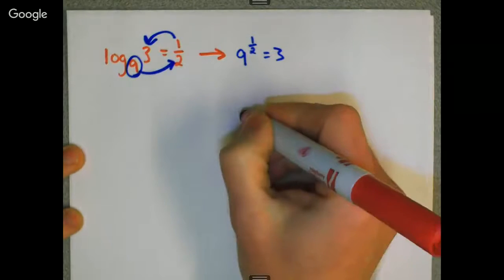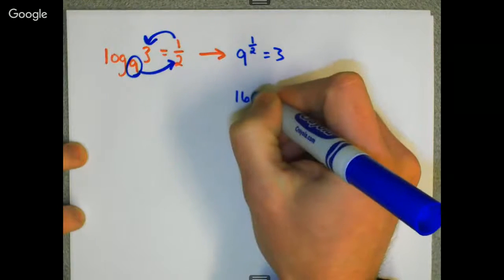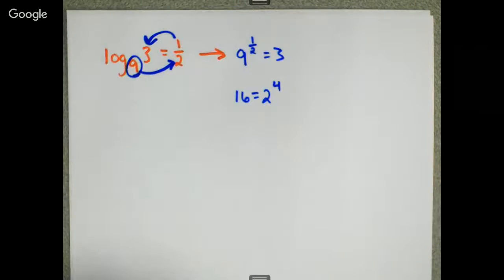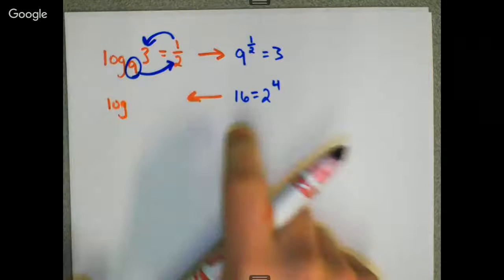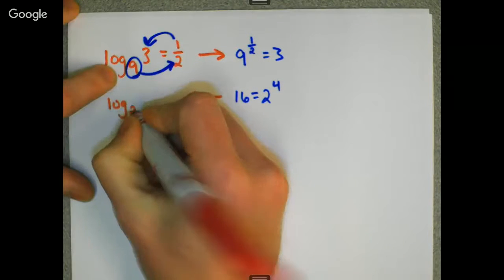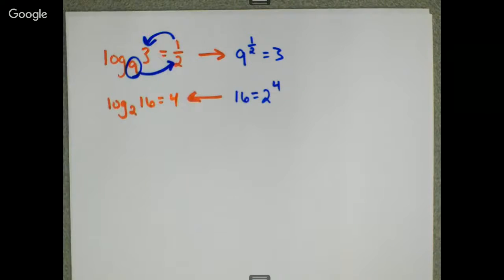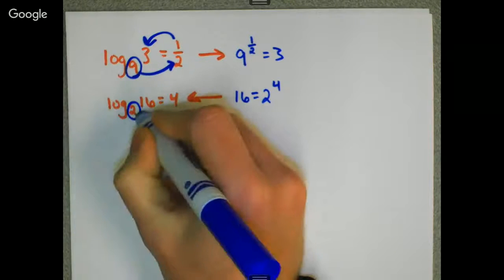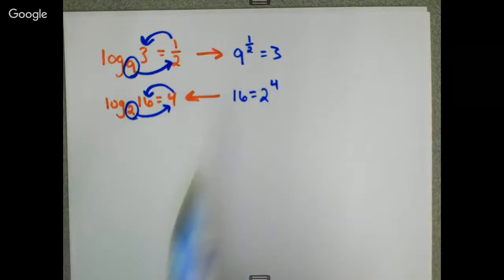Okay, let's try the other way around. Let's say we have 16 equals 2 to the 4th power. Now when I go this direction, we have log, and again, the bases are the same. Log base 2 of 16 equals 4. And we can check this: 2 to the 4th equals 16. So you have to be able to go from logarithm to exponential and exponential to logarithmic.